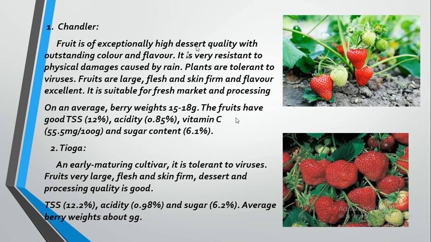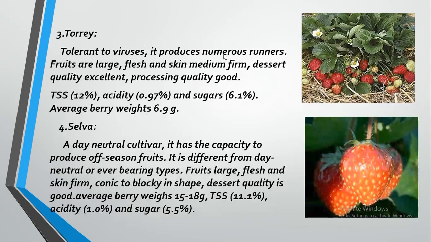Now, Tioga, it is an early maturing cultivar. TSS ranges around 12.2, acidity 0.98, sugar 6.2, and berry weight on an average is around 9 gram. Now, next is Tory. Its TSS ranges around 12%, acidity 0.97, sugar ranges to 6.1%, and berry weight is 6.9 gram.